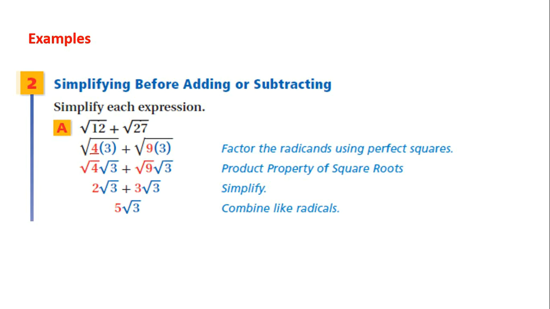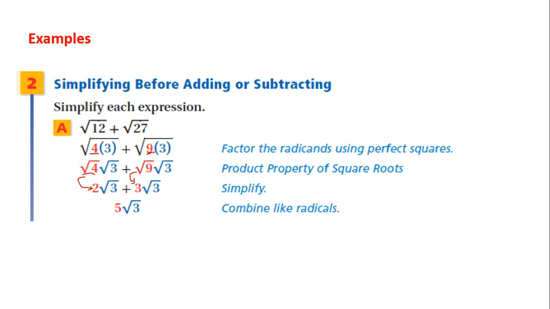Move to 27. 27 also contains a perfect square, which is 9 times 3. So we will now split the root to be square root of 4 times square root of 3 plus square root of 9 times square root of 3. Okay? Then we can find the radical for 4. Radical 4 is 2, and we write the radical 3 as it is. Here radical 9 is 3, and radical 3 as it is.